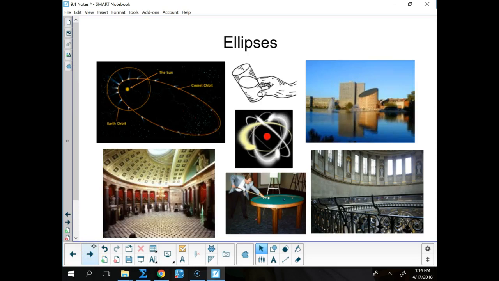We see ellipses all over. Planetary motion is an ellipse. Electrons moving around an atom is an ellipse. Some buildings, like that cool building in the upper right, the roof is an ellipse. Some billiards tables are ellipses.